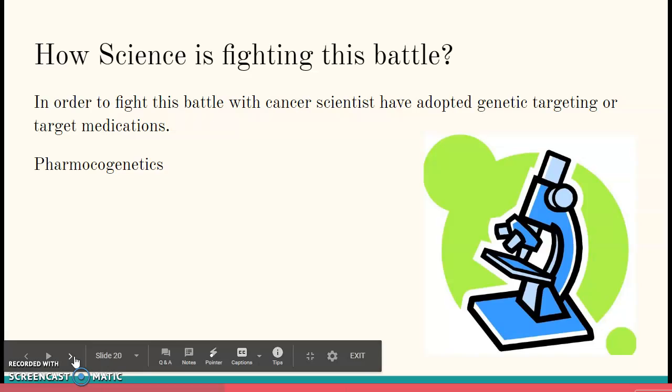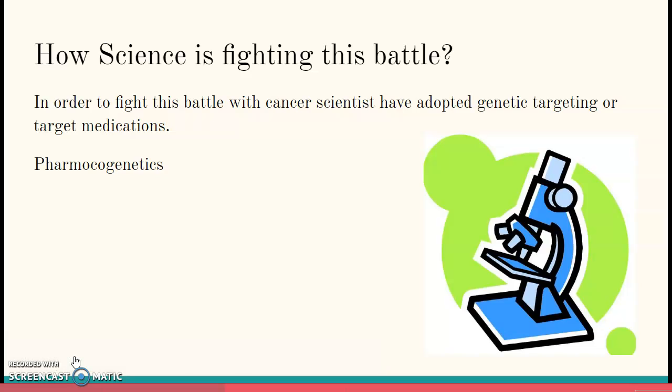Right, and how is science fighting this battle? In order to fight this battle of cancer, scientists have adopted genetic targeting, or targeted medications, or pharmacogenomics. This is basically when scientists do tests, and based on a person's genetic makeup, prescribe medicines and treatments that are suited for that person. And same for pharmacogenomics. Scientists would basically test different medications to see how they would affect said person, if they had positive effects, and if these effects would work better for them.